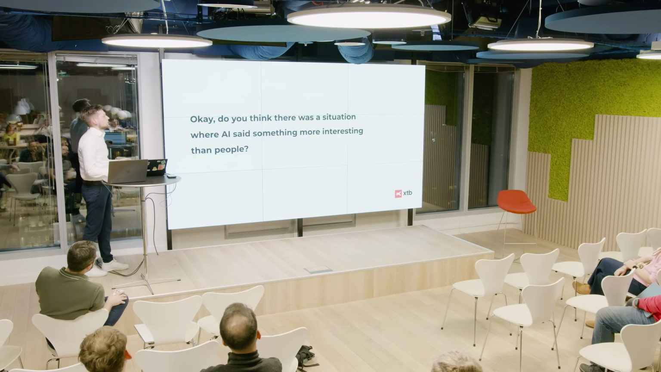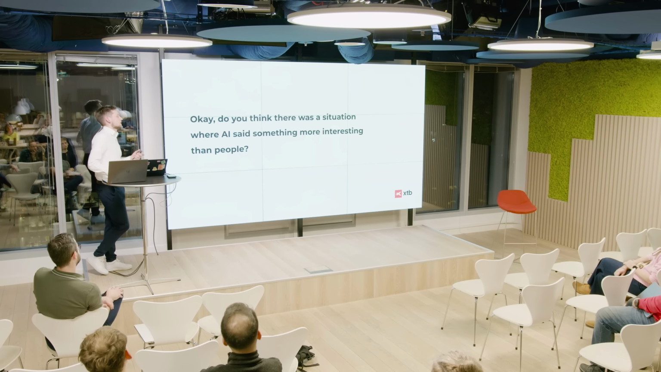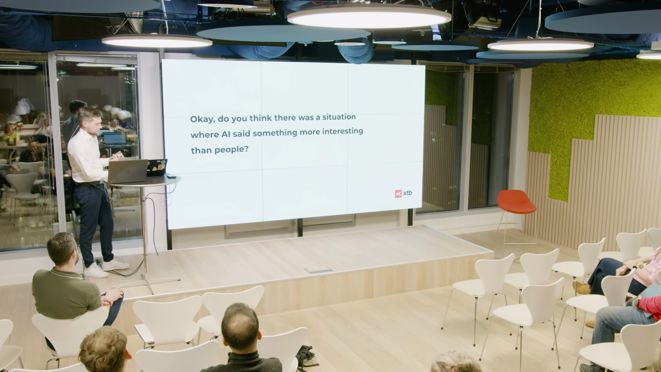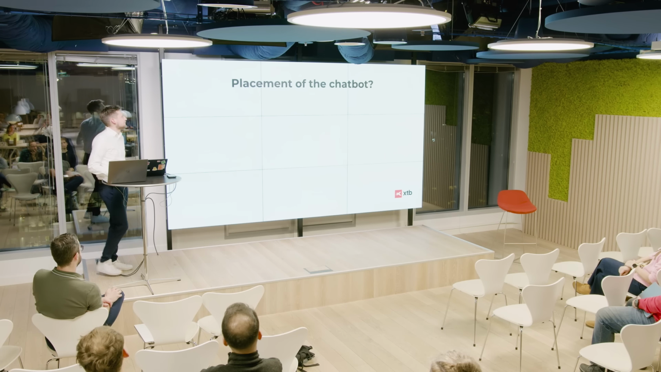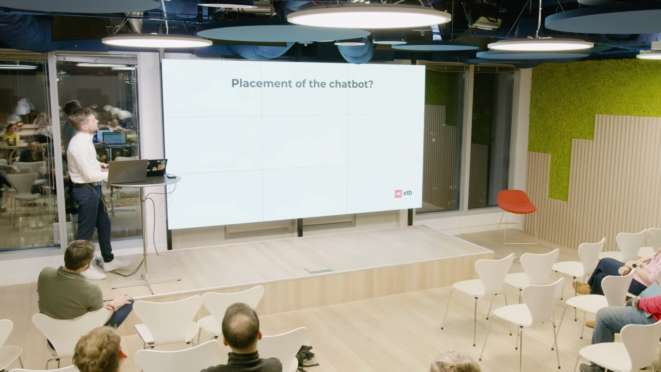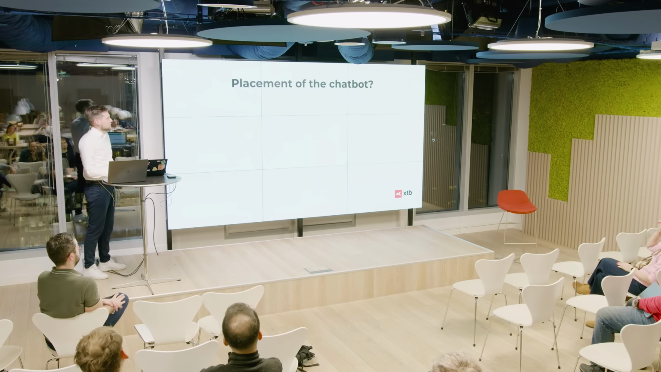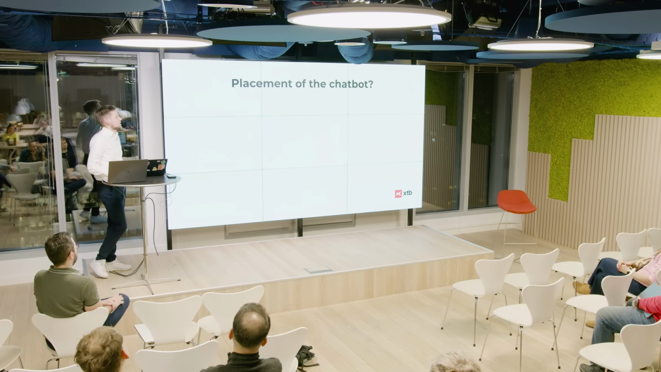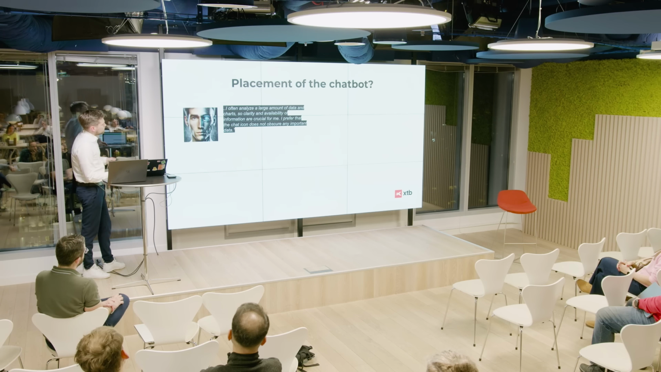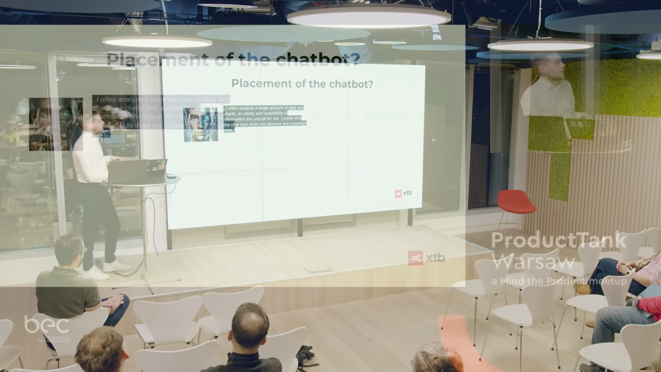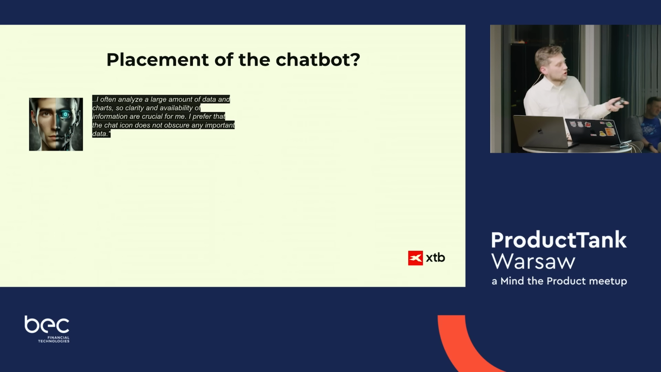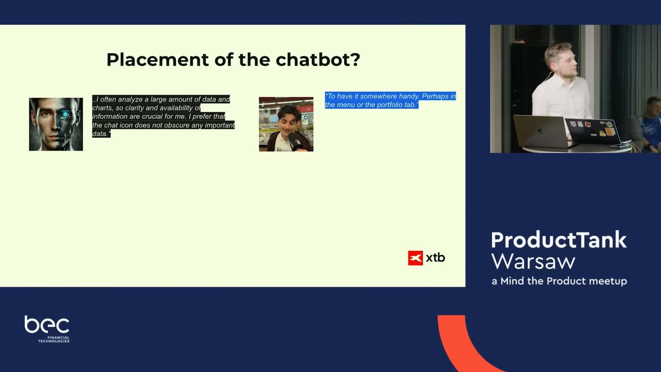Okay, do you think there was a situation when AI said something more interesting than people? Yeah. Point for you. So we asked both groups about placement of the chatbot. So where we should place our chatbot in the app. Basically, synthetic personas were like, I often analyze a large amount of data and charts, blah, blah, blah. I prefer that the chat icon does not obscure any important data, right? But people were more general in their opinions. They don't care.